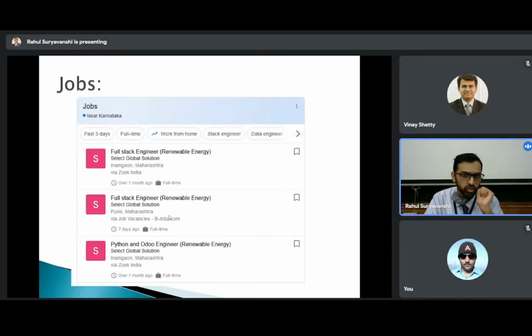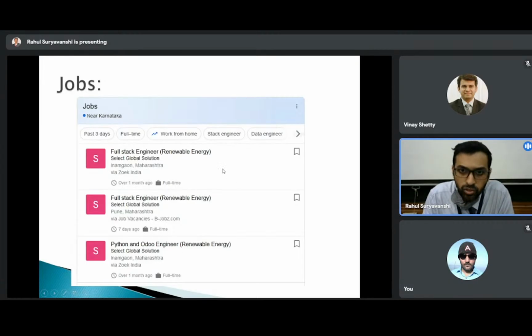Then coming to the job opportunities, you can see here I just took some pictures from a Google search to check how the job opportunities are required. Computer science engineers, you might understand this: a full stack engineer is required for renewable energy. Then a full stack engineer in renewable for Select Global Solutions. Then Python and Odoo engineers are required in the renewable sector.